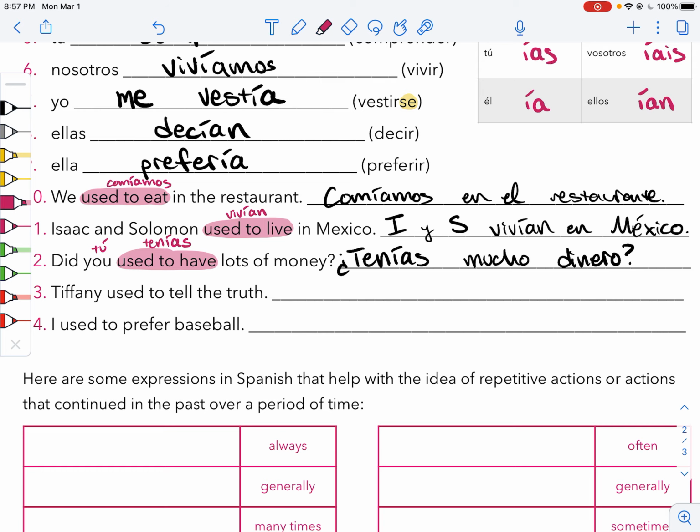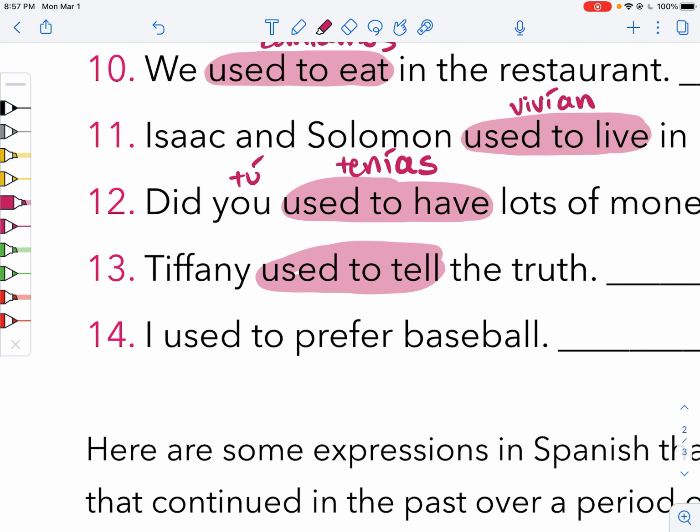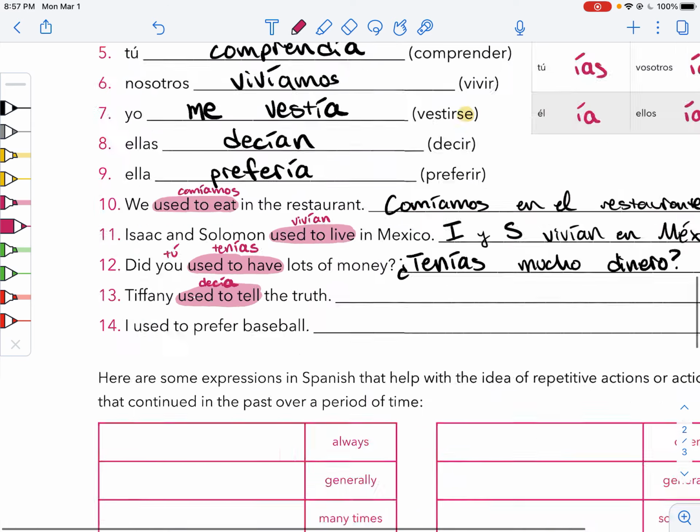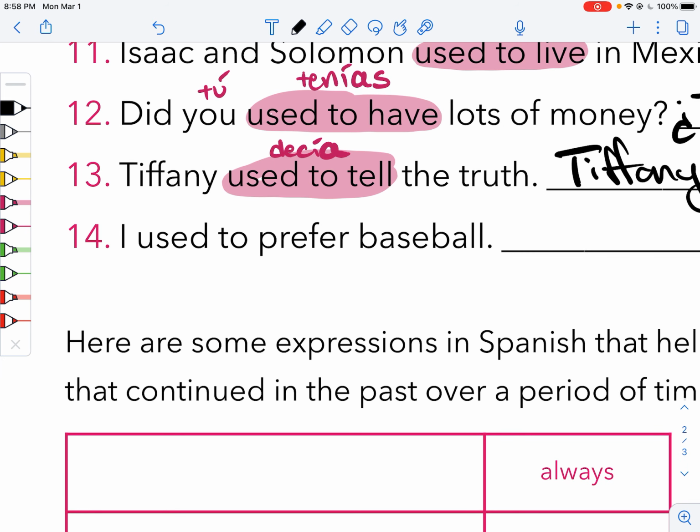Okay, Tiffany used to tell the truth. Okay, this does not mean that she lies nowadays. It's just she used to tell the truth. She probably still does, but she used to. Anyway, tell is decir. But we're going to drop that IR, giving us decía. She used to tell. So we'll say, Tiffany decía la verdad. Tell the truth. Good job, Tiffany.